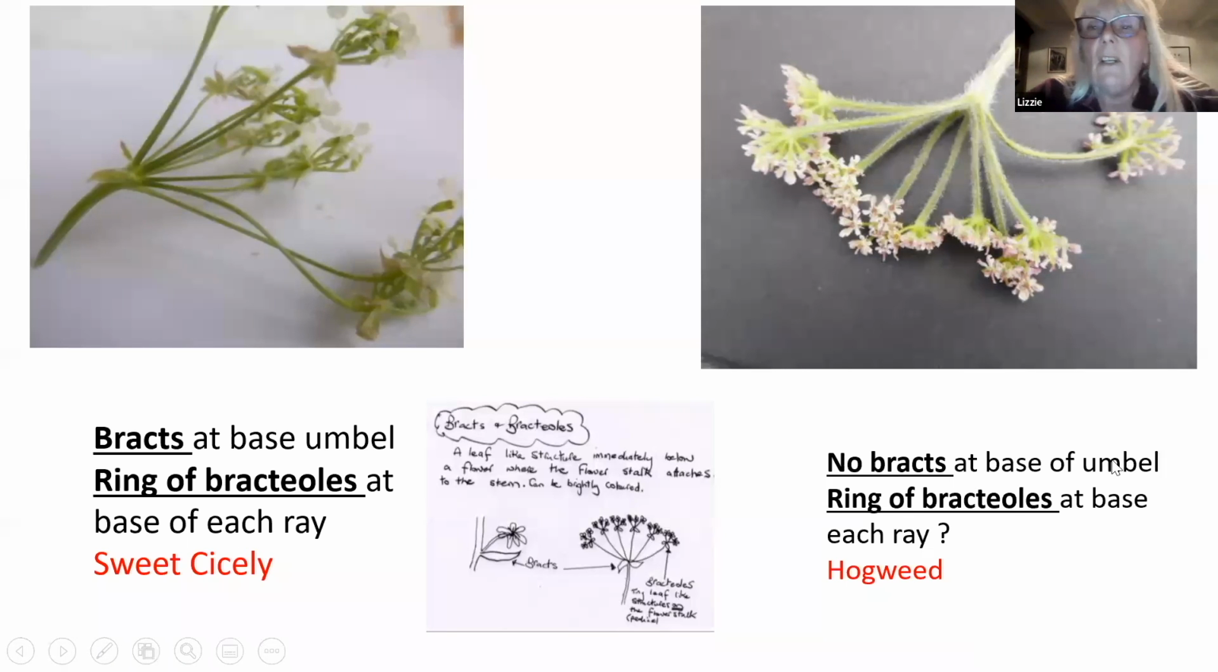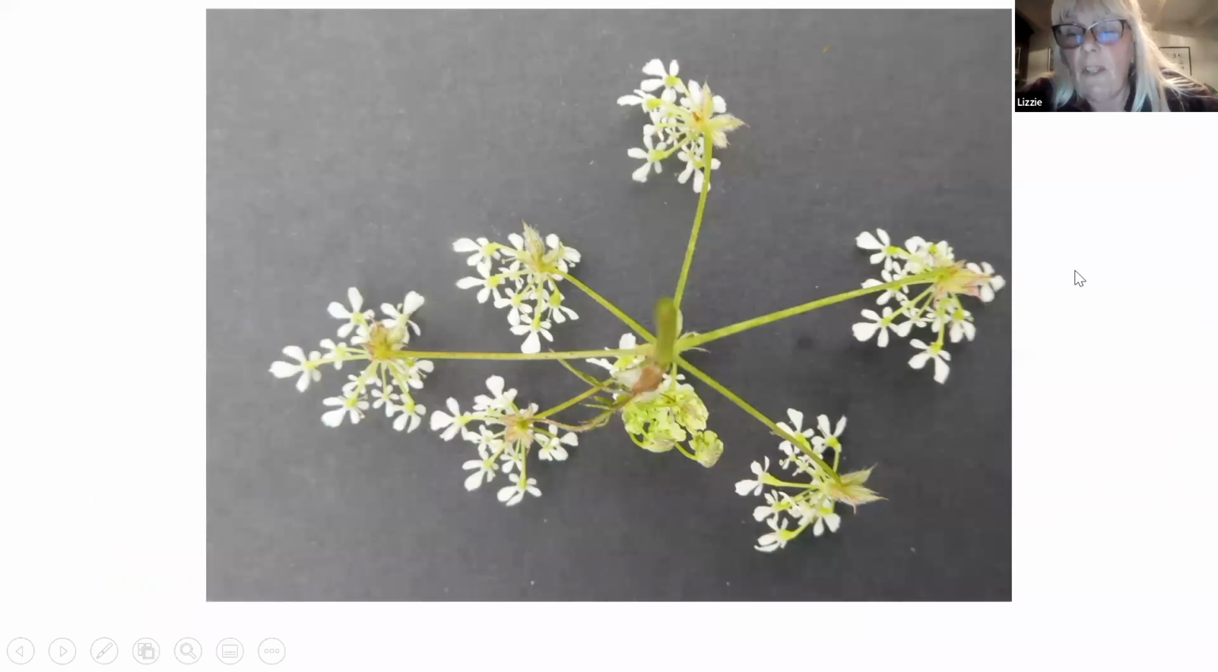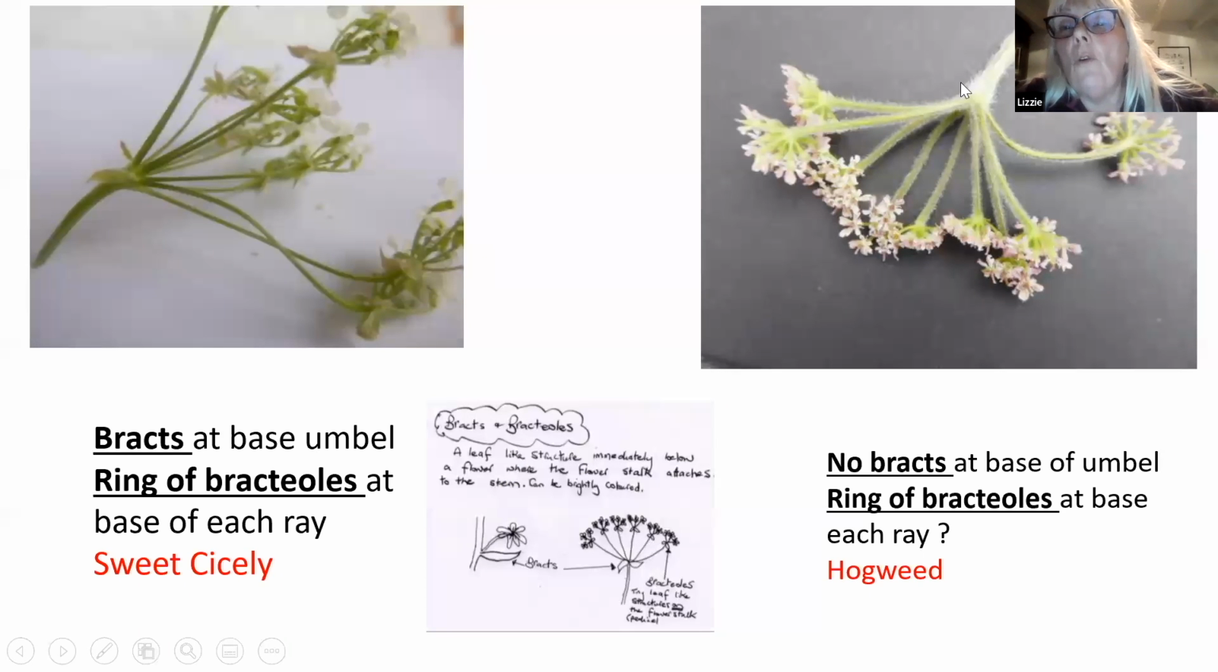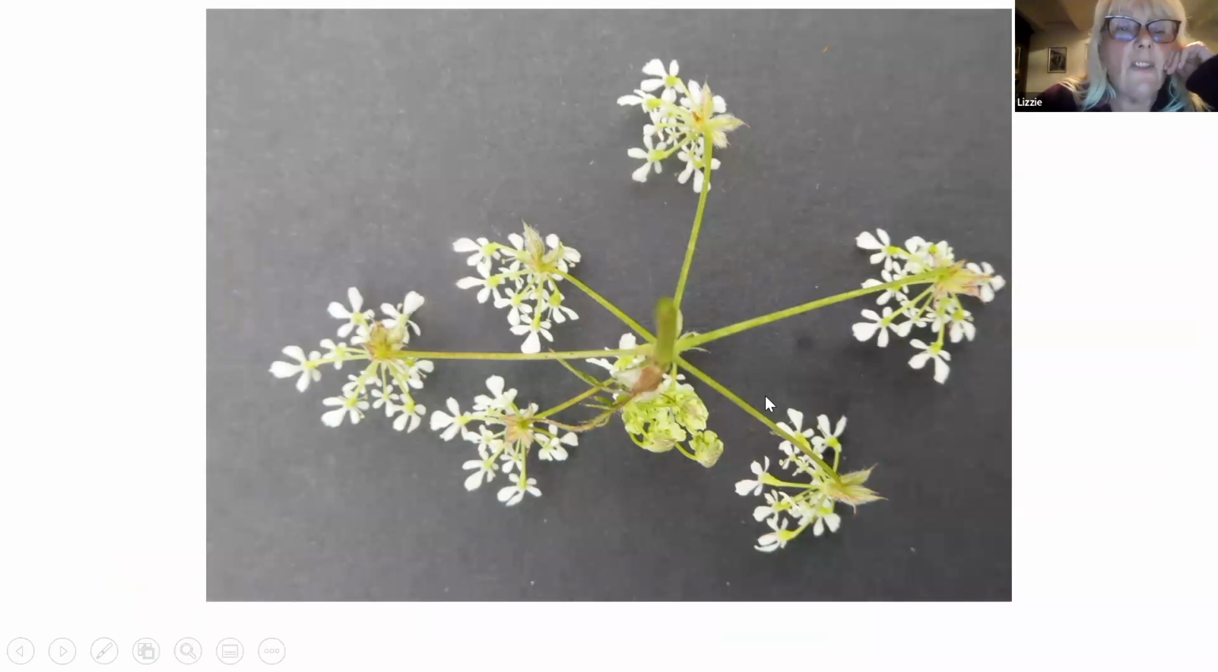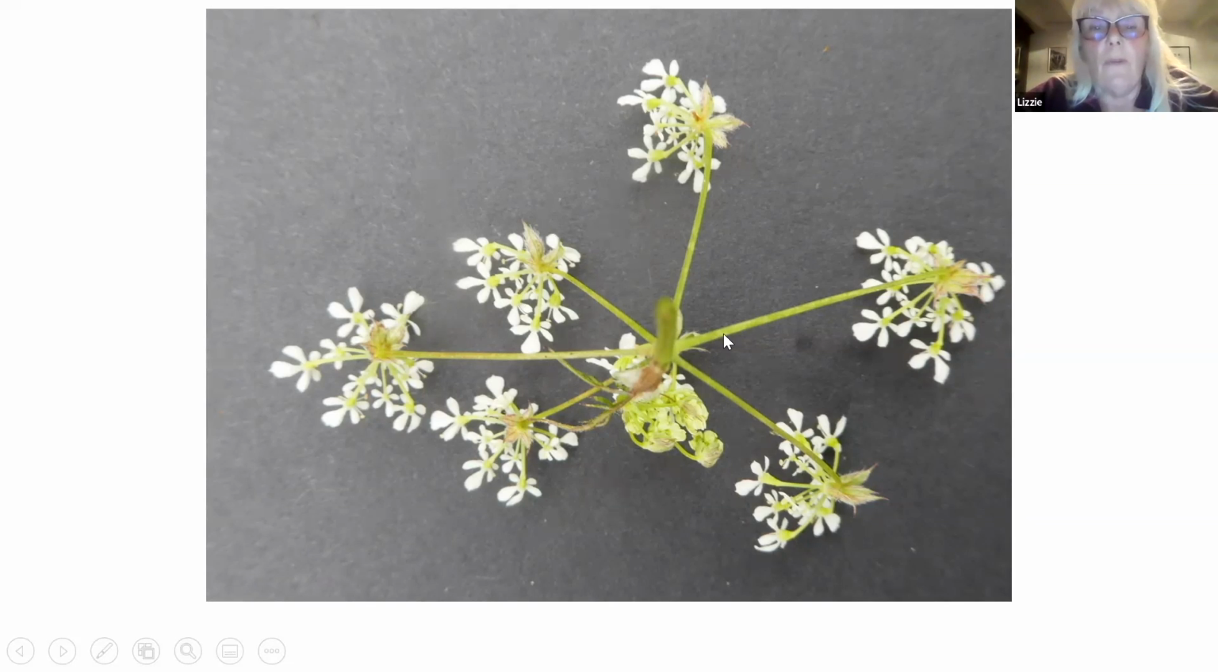So that's sweet cicely. Now the hogweed, which is what this is, is supposed to have no bracts here and bracteoles here, but I actually can't see any. I've got to be honest. I've checked all the botany books and all say that there should be bracteoles at the base of these little clusters here, and I just can't see them. So anyway, that's just to show you some variation. You can quite clearly see the bracts there, the bracteoles there on that one. And that's just the back of the ray, looking down onto the cluster. So that's the top of the bracteole looking down from above.